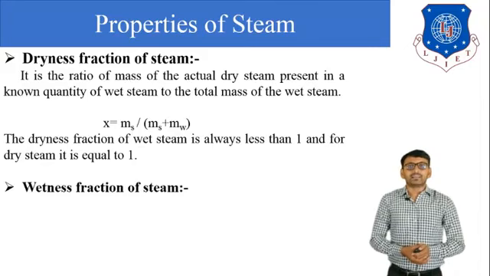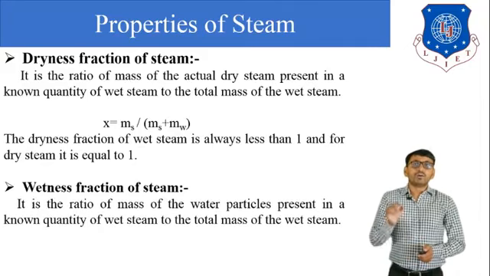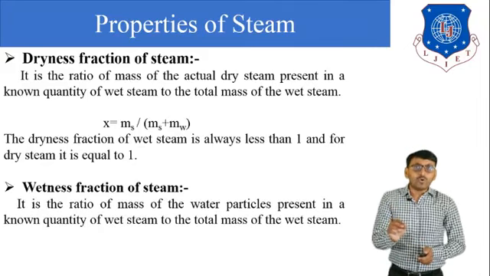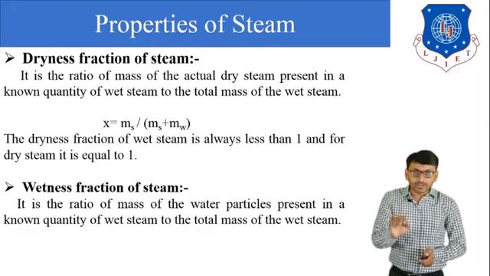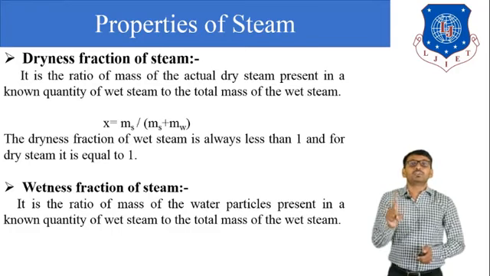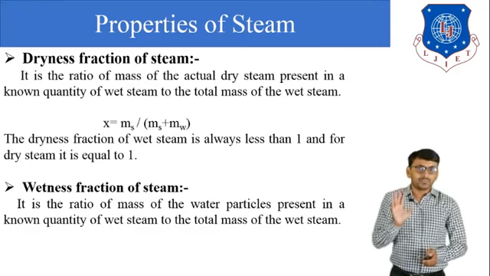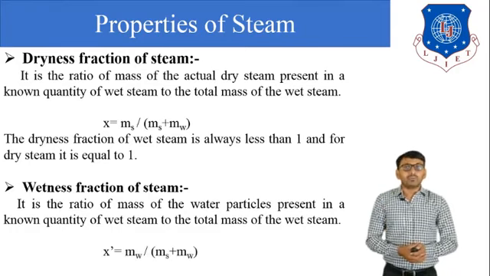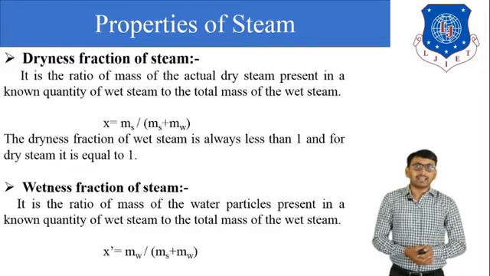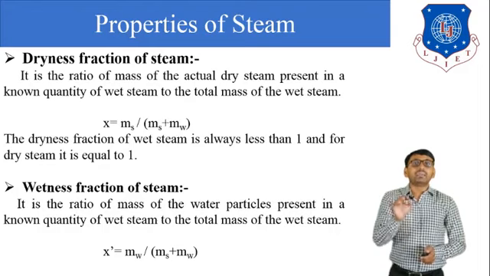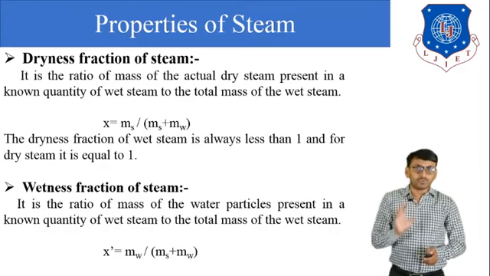Now, wetness fraction of steam. It is the ratio of the mass of water in wet steam to the total mass of wet steam. It is denoted by X dash, and it is equal to Mw divided by Ms plus Mw.